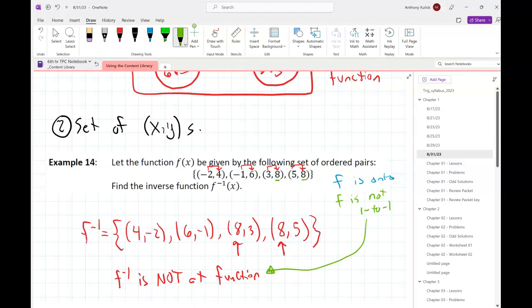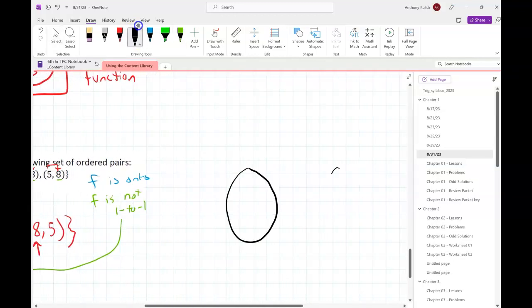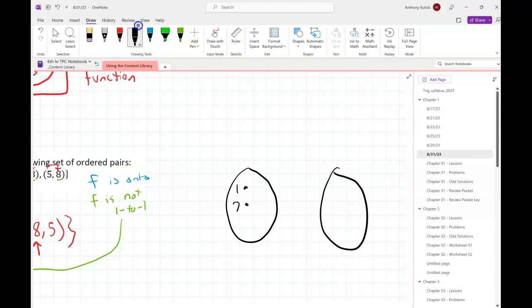And we see here that F inverse was not a function. So it seems like at least if I don't have this one-to-one property, I can't be a function. We haven't seen an example that's one-to-one but not onto yet. Let's look at a quick example of that.